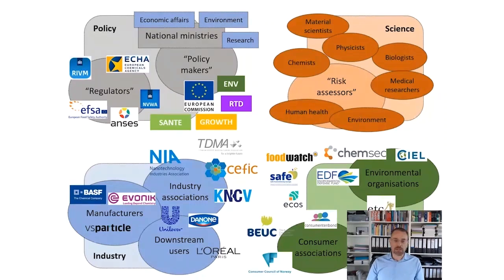Civil society organizations, in the bottom right corner, will also try to shape policy outcomes. Being concerned with food safety and with human and environmental health, they advocate the precautionary principle. If there are uncertainties about the health effects of materials, they shouldn't be used. And industry, in the bottom left corner of this image, is directly affected by the opinions of the regulators and the decisions taken by policymakers. Here again, industry is not a monolithic body, but consists of a wide variety of large companies, SMEs and industry associations representing manufacturers and downstream users.